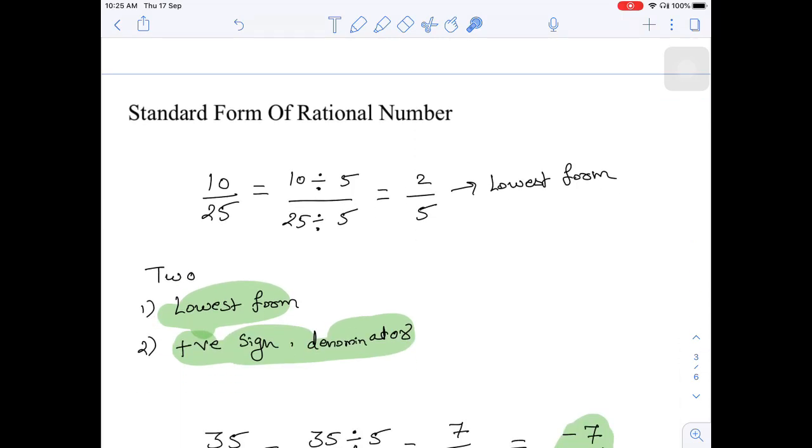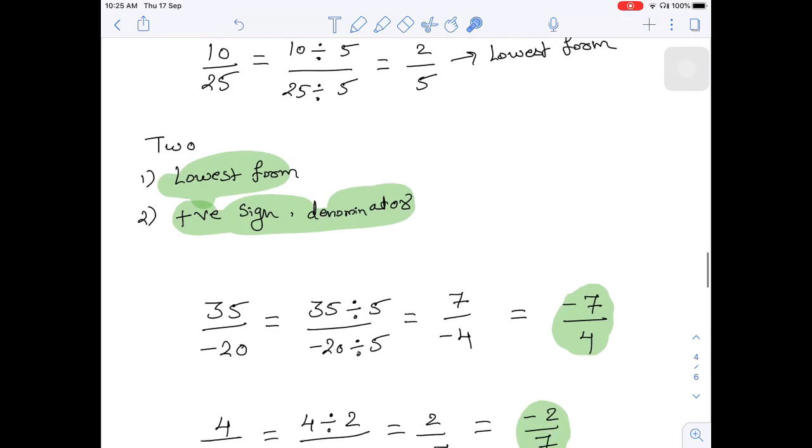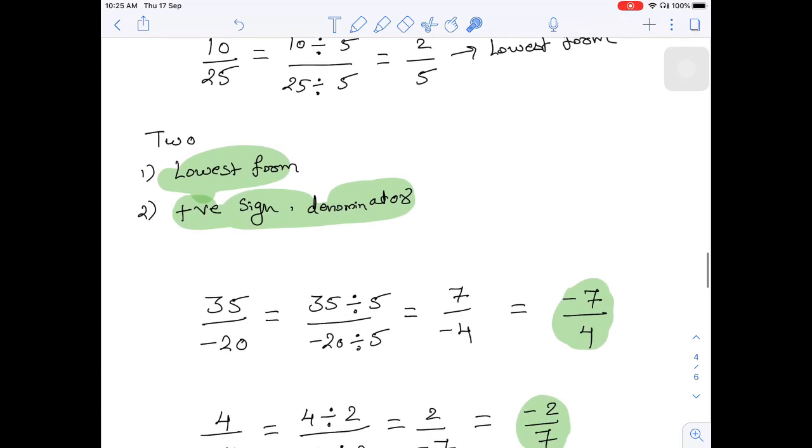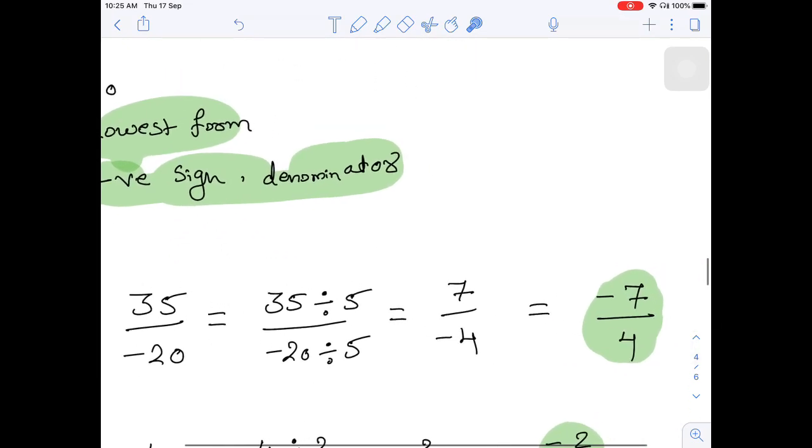First condition is that the number should be written in lowest form, and second condition is that the denominator should always have a positive sign. Okay, let us consider a number. We have 35 upon minus 20. Now in this 35 upon minus 20, check, is it in lowest form? So no. We can divide it further and write it in lowest form.